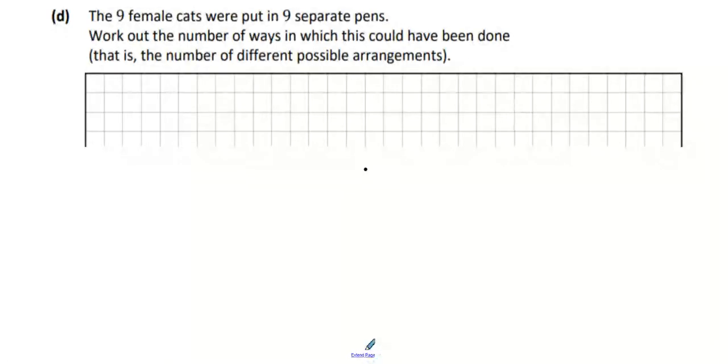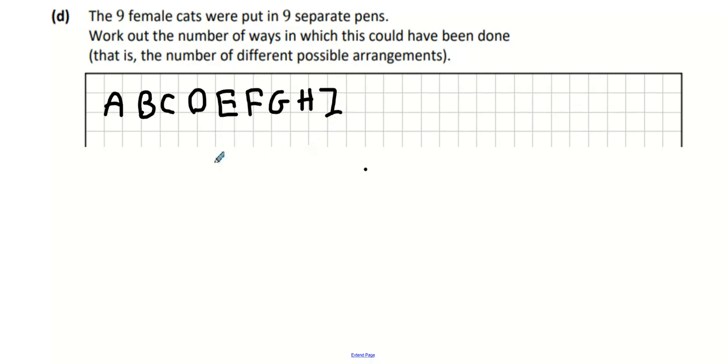9 female cats were put in 6 separate pens. Work out the number of ways this could be done. I'm going to name my cats with letters, not with anything else. Ready for this? A, B, C, D, E, F, G, H, I. That's enough. Everybody happy that's the first 9 letters of the alphabet?